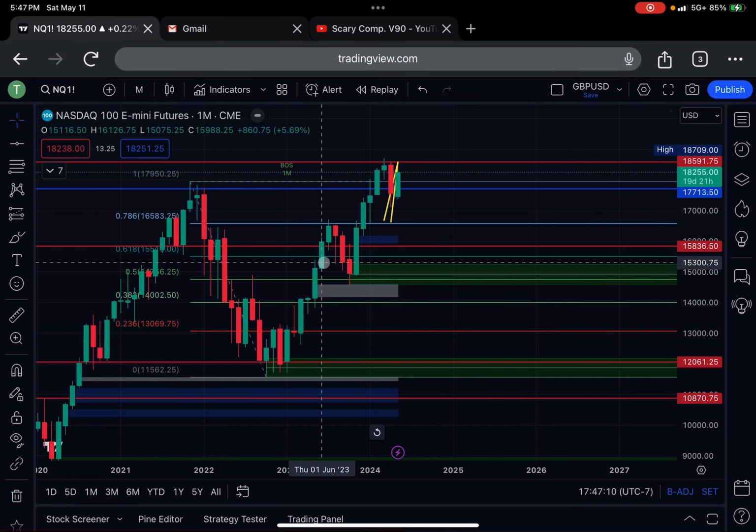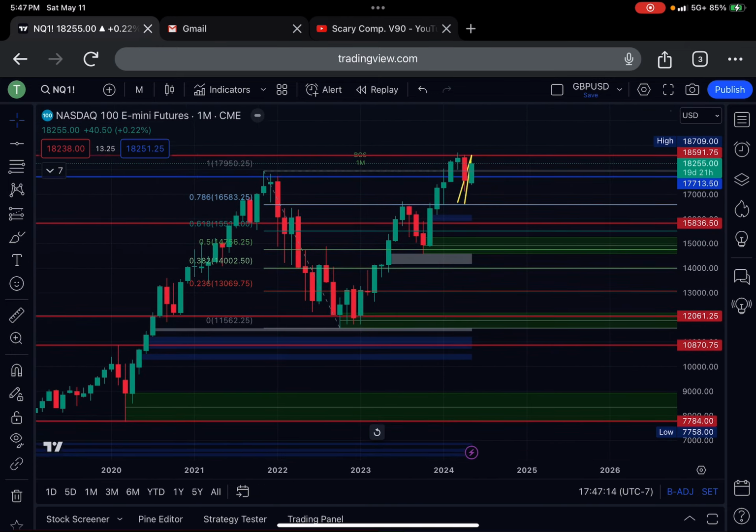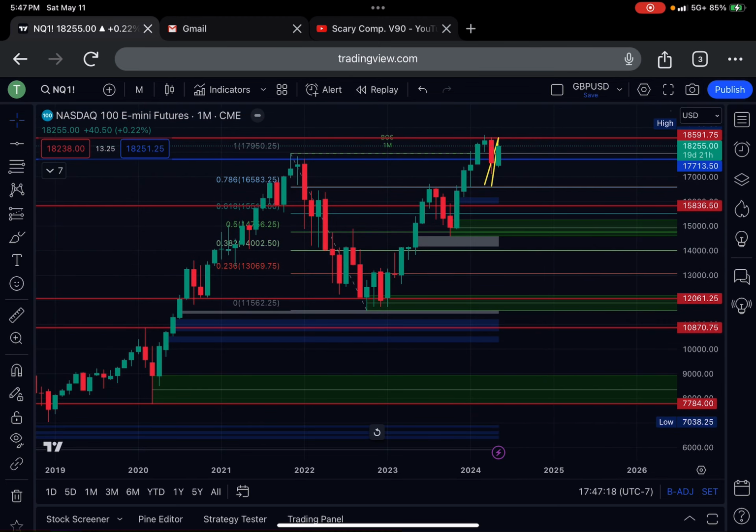So okay, let's look at monthly. We're looking still at the monthly here, and we got the highs here. We got the very low of that right there. We got an area I drew out here because I think maybe possibly that's where price will react.